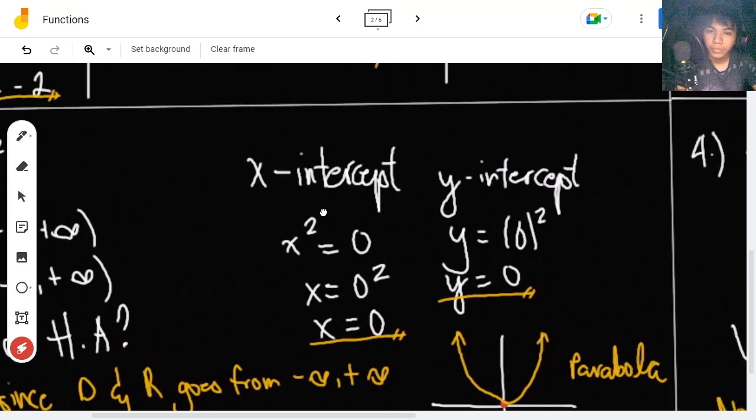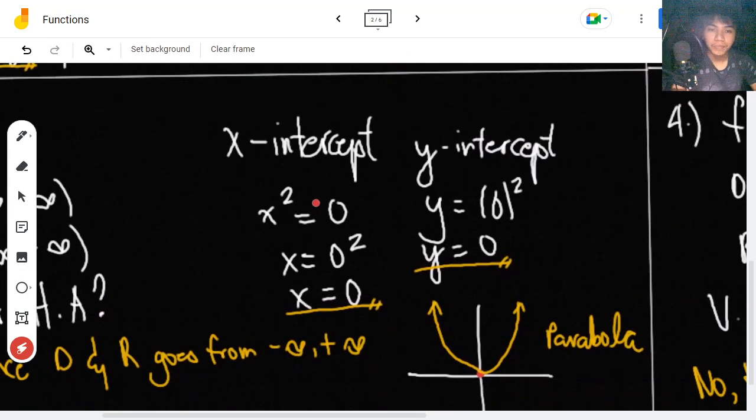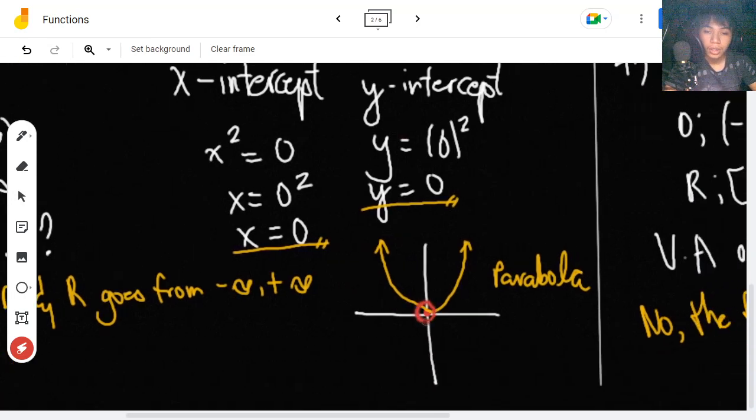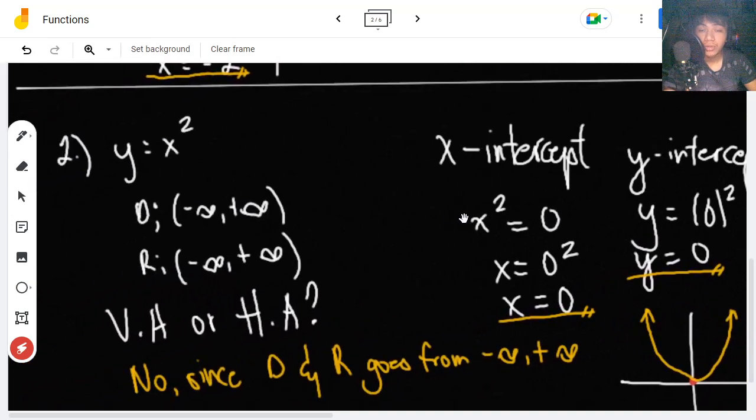So we go to our intercepts, and we just solve for it. Set y equals to 0, solve for x, set x equals to 0, solve for y, and both are equal to 0, so it starts from the origin. And now we see that the behavior of the graph is a parabola. Therefore, the x squared is the parent function for parabolas. Alright?